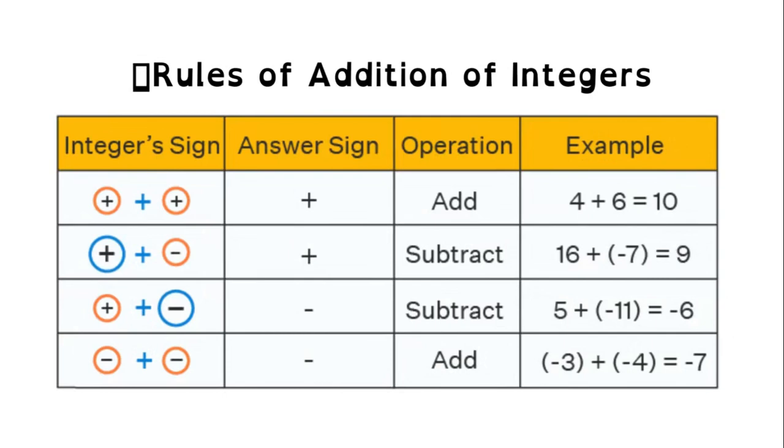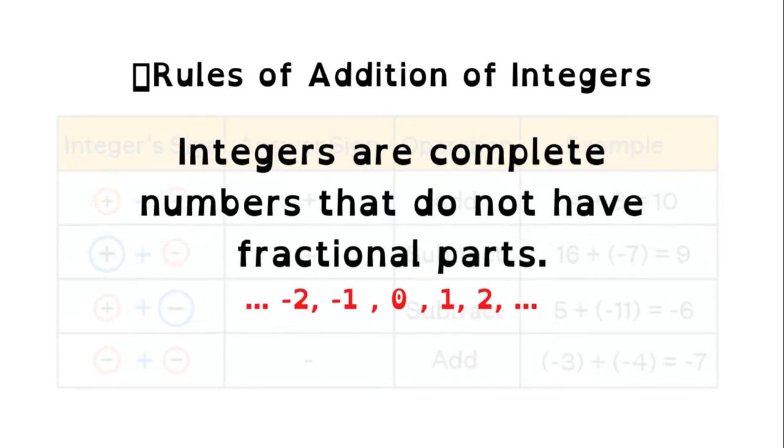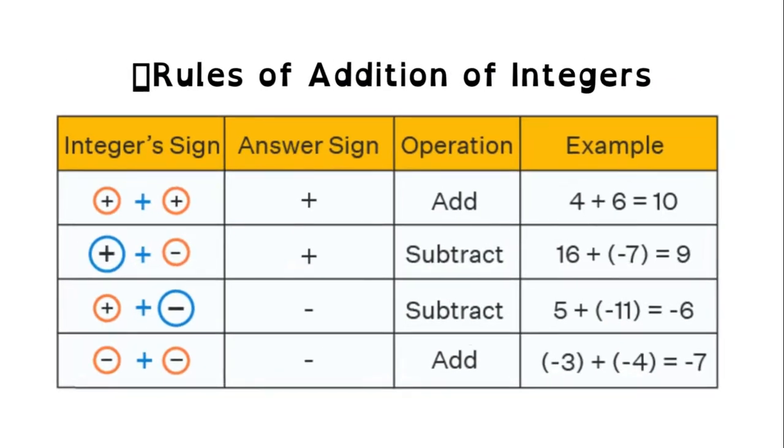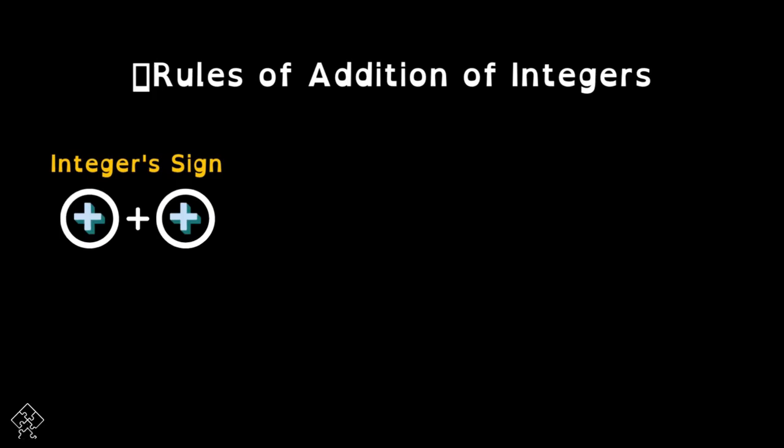There are certain rules to be followed to add two or more integers. Integers are complete numbers that do not have fractional parts. It includes positive integers, zero, and negative integers. The rules for the addition of integers can be understood with the help of the table given below. So ito yung table na ipapakita ko sa inyo. Pero let's emphasize the following topics or the following rules.